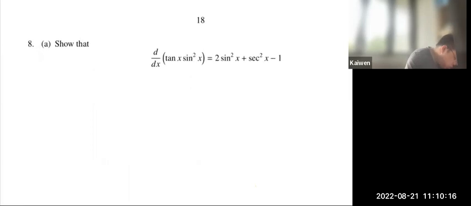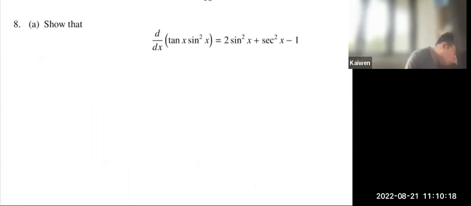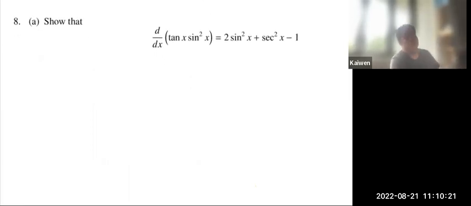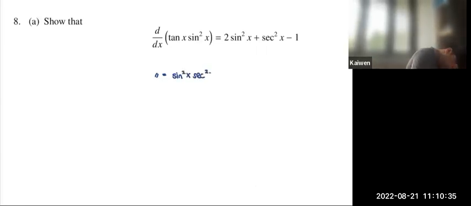So the first part, okay, the differentiation of this. Even this differentiation is not very well done in general. You need to show that d over dx of tangent x sine squared x is equal to that formula. In case you didn't know, this is product rule. So we're going to perform product rule down here. So the function is equal to sine squared x secant squared x plus tangent x.